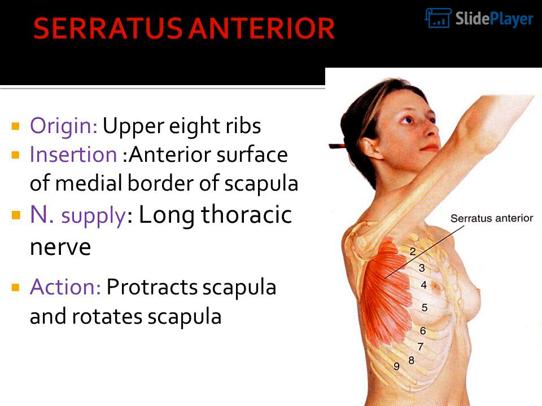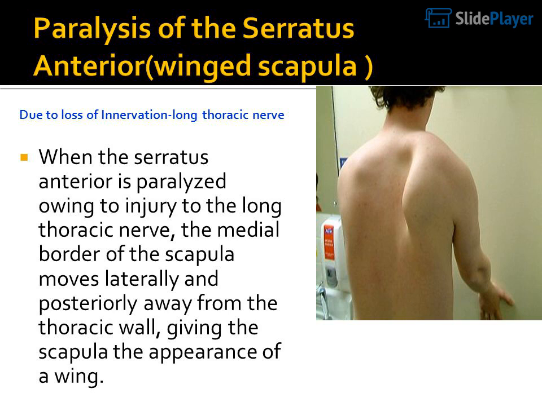Origin, upper 8 ribs. Insertion, anterior surface of medial border of scapula. Nerve supply, long thoracic nerve. Action, protracts scapula and rotates scapula. Paralysis of the serratus anterior: winged scapula, due to loss of innervation by the long thoracic nerve.